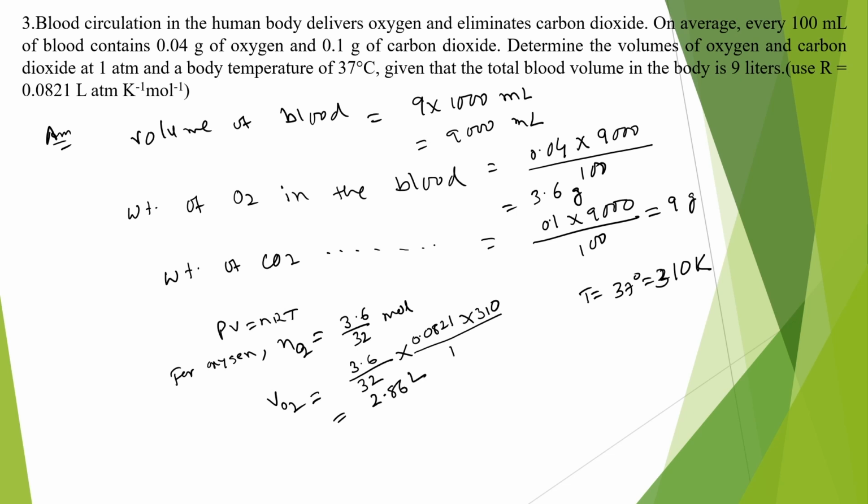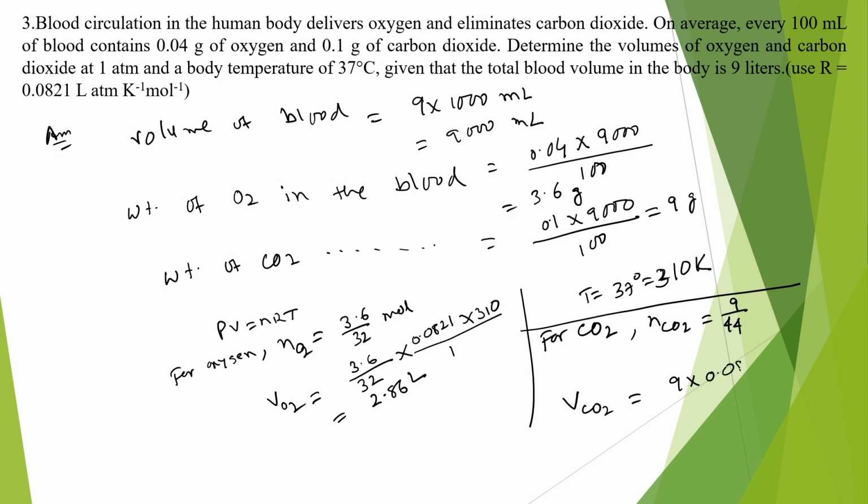Okay. And similarly, if we carry this out for carbon dioxide, CO2, the number of moles of CO2 is 9 gram, and 44 is the molar mass of carbon dioxide. So, volume of CO2 is 9 times 0.0821 times 310 by 44. If we carry this out, we get 5.2 liter.